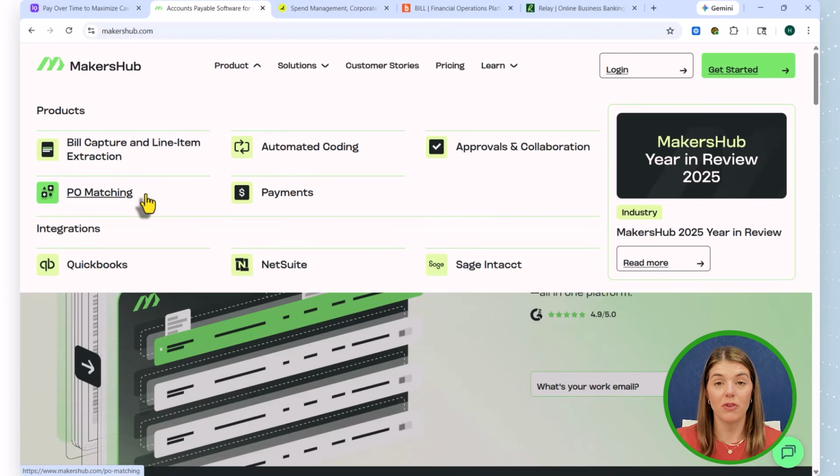It's also really great if you have a more complex procurement where you have POs and you need to match your invoices to your POs and identify any differences. That's really good for MakersHub as well. So I see this being really helpful for inventory businesses or maybe construction businesses where you have a lot of detail on your invoices. This can be really, really helpful.